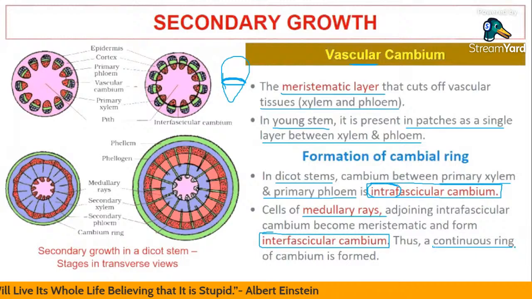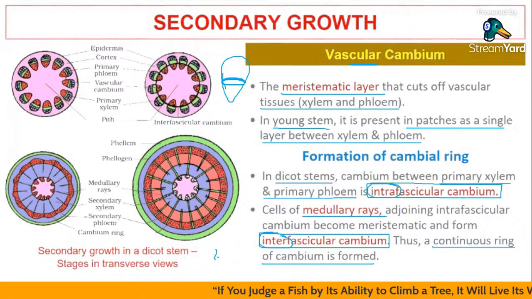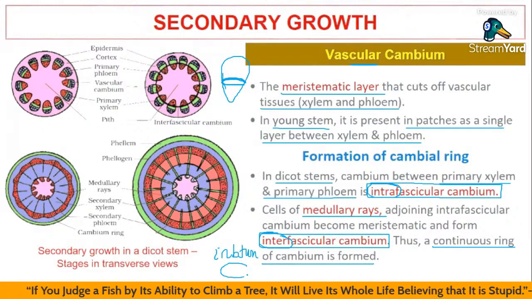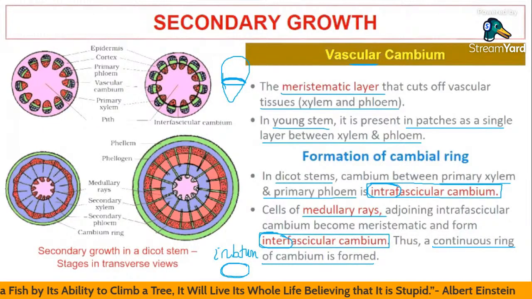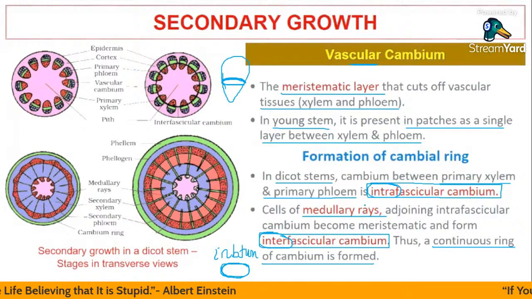Thus, a continuous ring of cambium is formed between the two. Inter means between, so it is formed in between, thus completing a continuous ring of cambium. Is that clear? Is that clear for everybody?